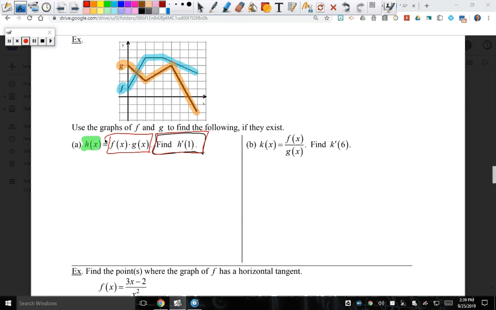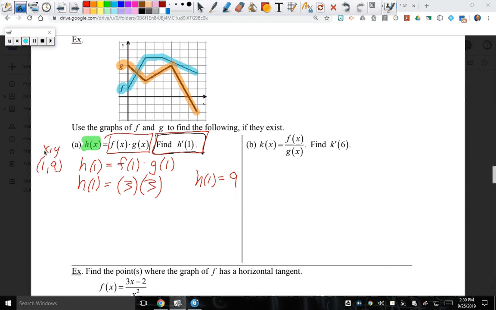Listen, if I plug in 1 right now, what I'm about to find, just humor me and go with me. What's f of 1? Anybody? F of 1 is 3, right? What is g of 1? Also 3. And h of 1 is 9. Otherwise, what we learned in Algebra 1 or Algebra 2, the position is 1, 9. Do you see it now?